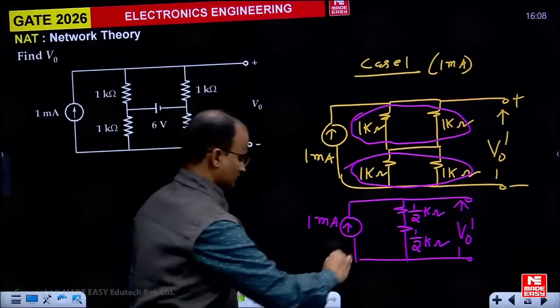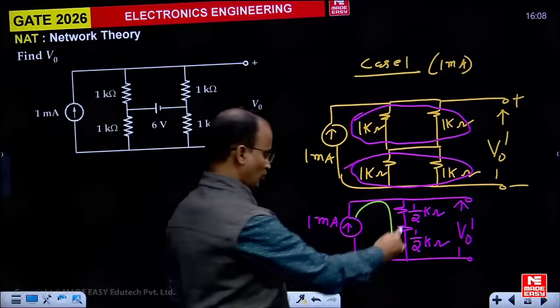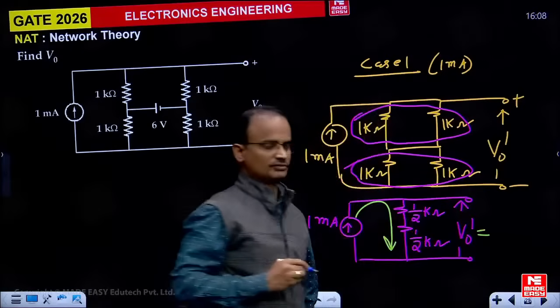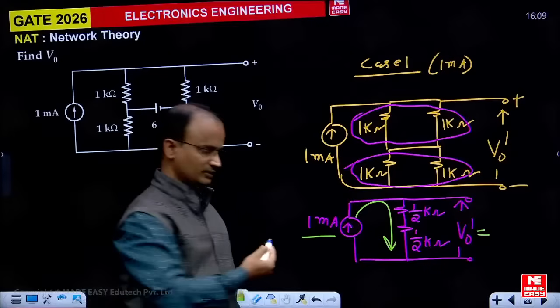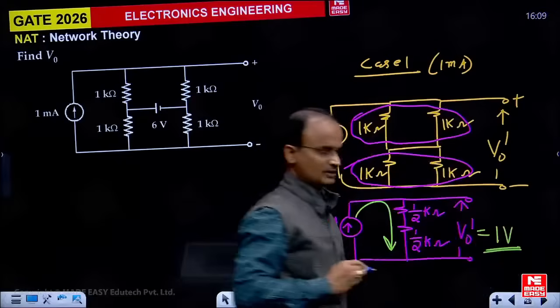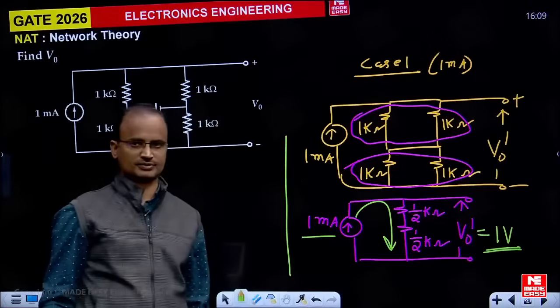Now for this particular example, the entire current goes to this branch. The voltage of this entire branch and this one are both the same. The total resistance is 1 kilo ohm, and the current is 1 milliampere. If you multiply these two, what is the voltage here? 1 volt. The voltage is 1 volt. It is the response corresponding to the current source.